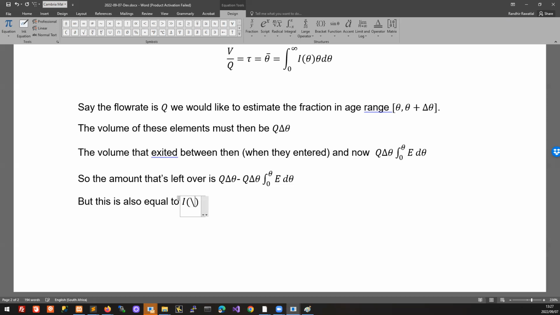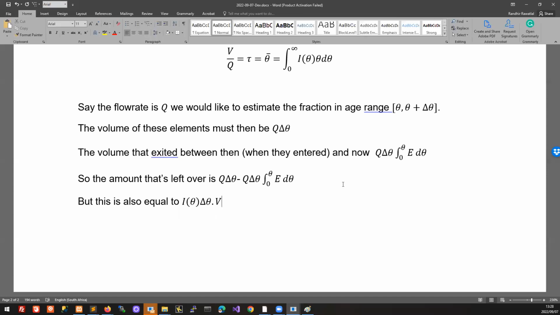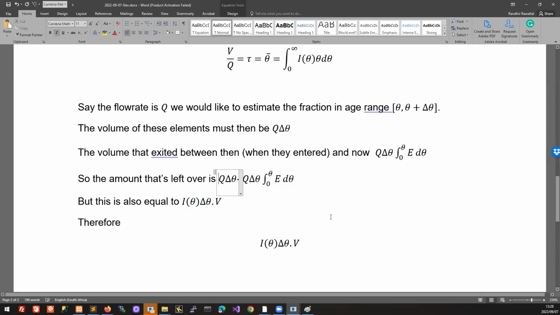oops, that's a capital theta. Let's keep doing this. Theta. Yeah. The I of theta delta theta, that is the fraction that's in the reactor in that age range. And so the total volume that's in that age range is equal to that. So that's simply what's left over in the reactor from that cohort of elements that entered. So we can say, therefore, this equals this minus this.